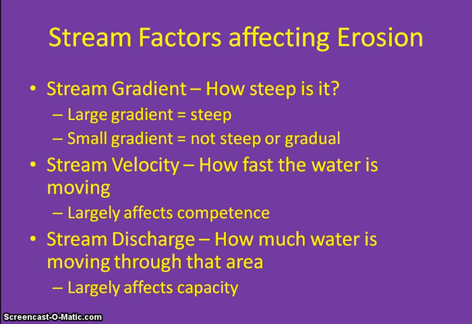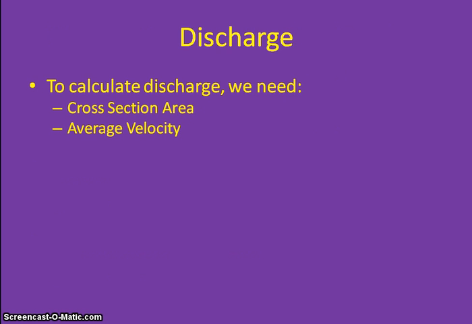Now, the thing that's also directly connected to velocity is discharge. The faster the moving water, the more water is able to flow through that area. So discharge is a measure of how much water moves through an area in a given amount of time. Moreover, we need to be able to calculate this number.